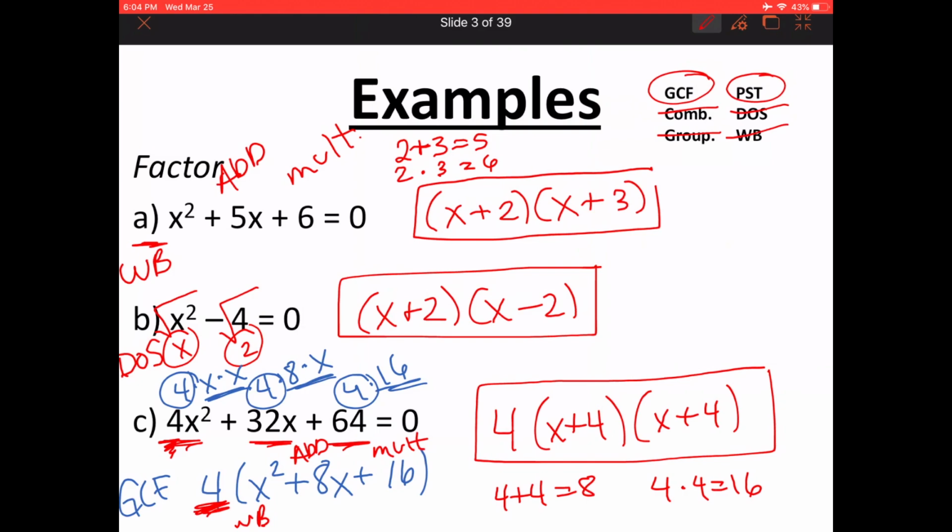And of course, all 3 of these can be set equal to 0. We're going to see how that comes into play in a moment. Okay? So let's keep going.